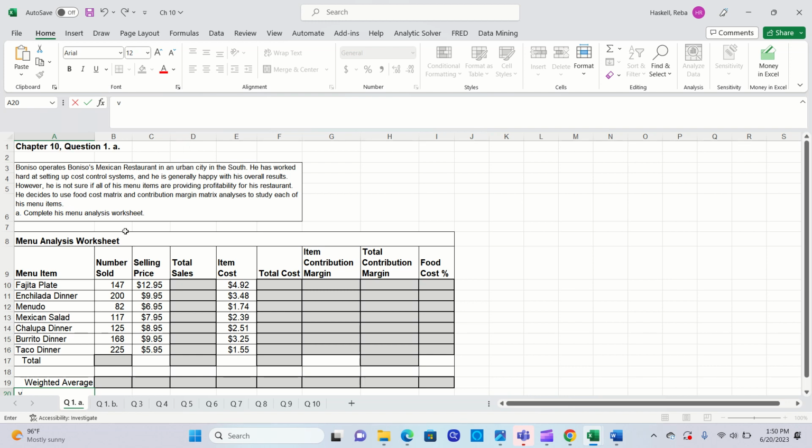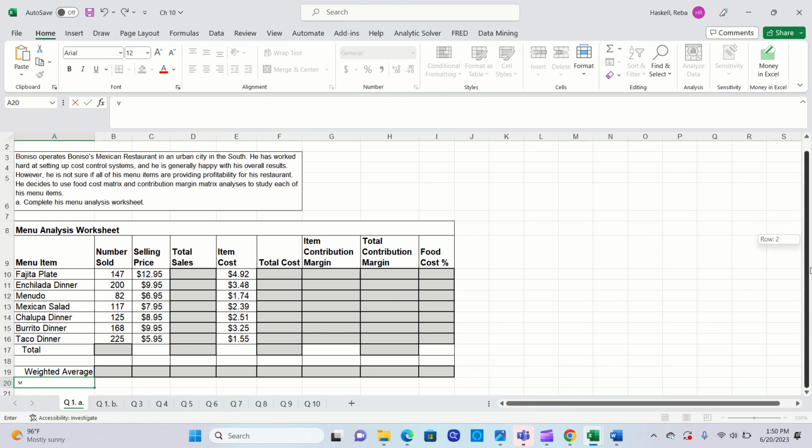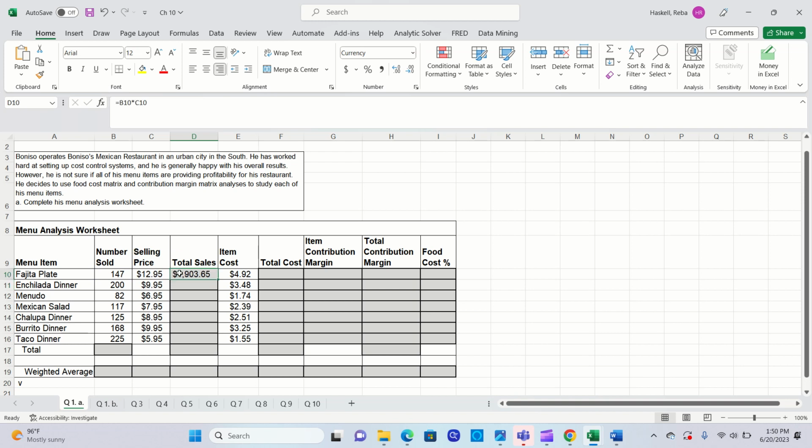All right, so let's complete his menu analysis. Now, we're not going to do the food cost matrix, but we are going to do the contribution margin. Let's look here. These are the items that he sells, with our number sold and our selling price. To get our total sales, we multiply our number sold by our selling price, and that's a formula we can use for the entire column. Let's sum up and see what our total sales are.